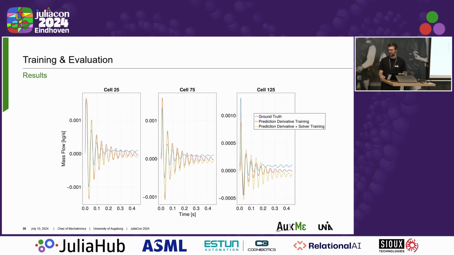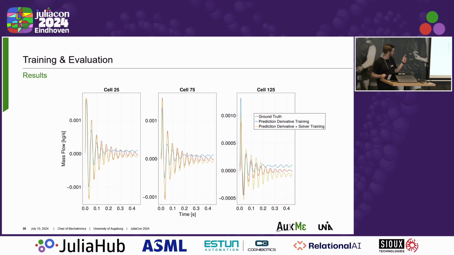The same also applies for the mass flow. I just showed you only pressure waves for convenience's sake, but here, just so you know, the system also predicted our mass flow, and you can see the prediction with our solver-based training is quite a lot better than the prediction of our solely derivative-based training, but with the same error as I showed previously in the pressure.